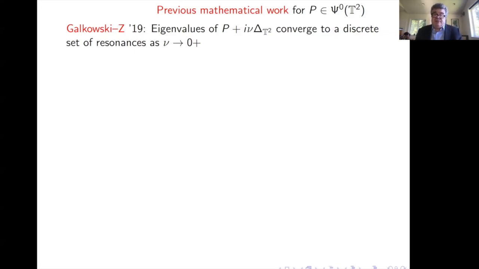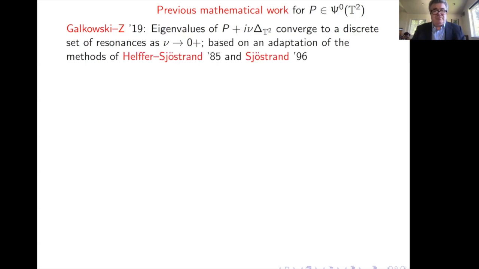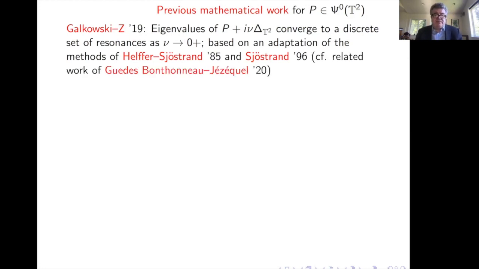It turns out that near a point lambda where the dynamical assumptions are satisfied, namely hyperbolic attractors exist, the eigenvalues of this converge to the discrete set of resonances, if you like, of this zeroth order operator P. This was based on an adaptation of the methods of Faure–Sjöstrand and Sjöstrand in the phase space study of quantum resonances. And there's related work by Galkowski, Bonthonneau, and Jézéquel, which would allow one to do this for more general manifolds.